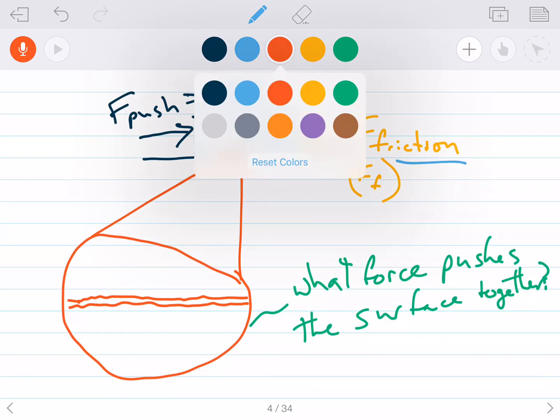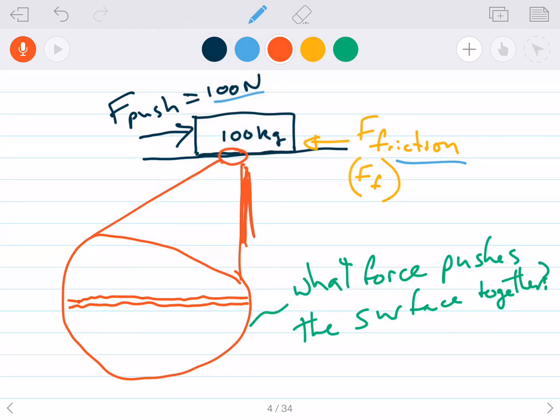And it's because of, if we zoom in here, it's because of the type of surface. Our smooth flat table is probably not perfectly smooth, just like the box is not. And so we get an interaction between those surfaces as they slide across each other. So if we look here, what force is it that pushes these surfaces together? Anybody remember?